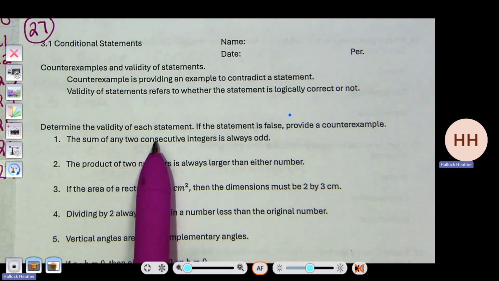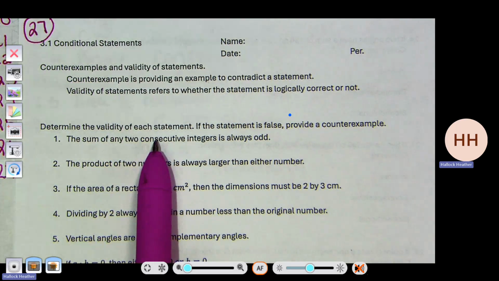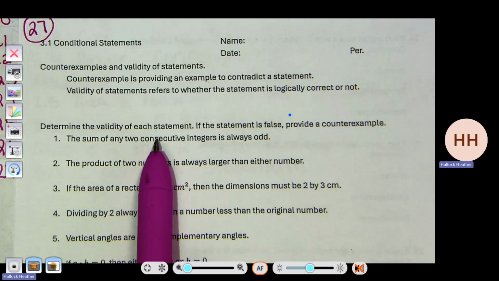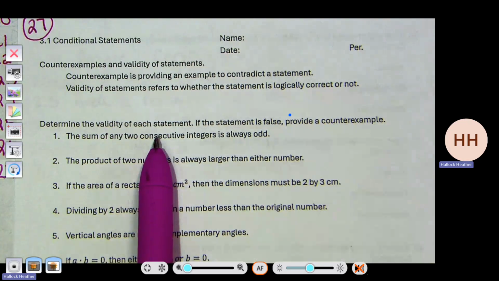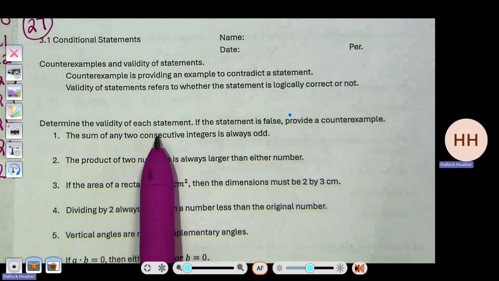Does anybody know an example of consecutive integers? Not the same. How are they different though? They're next to each other. So like 1 and 2.